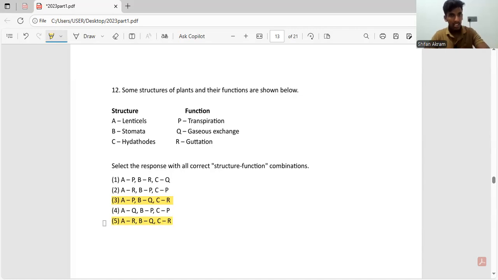So in the third answer, A goes with P, lenticels, transpiration, which is correct. B, Q, stomata, again with gas exchange, yes, which is correct. Then C goes with R, hydathodes, guttation. So this is the correct answer. Anyways, let's go to the fifth one.